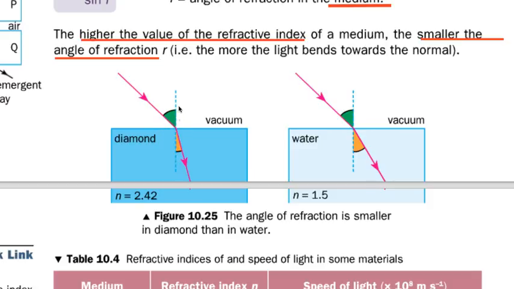Right tire here, left tire here. The right tire will actually enter diamond first, before the left tire. Since it's in diamond, we treat this as marshy ground. It will slow down, so that's why the entire truck bends towards the normal.